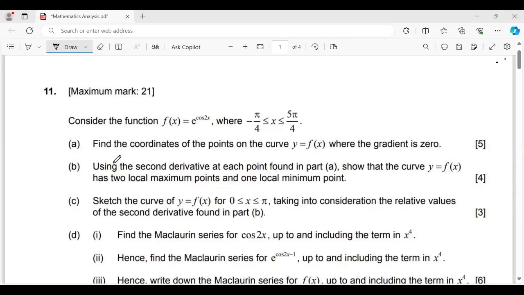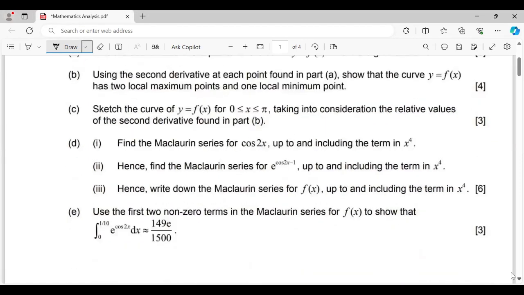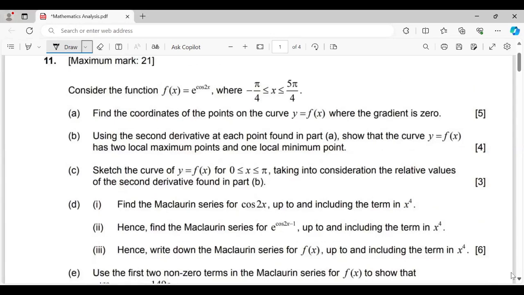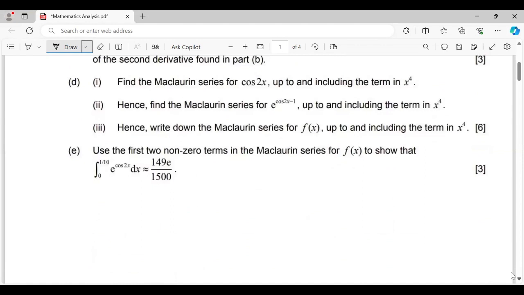Question 11. Consider the function f(x) equals e to the power cos 2x, e power cosine 2x. You can look at the questions A, B, C, D, E. We're going to do them one by one. A first.